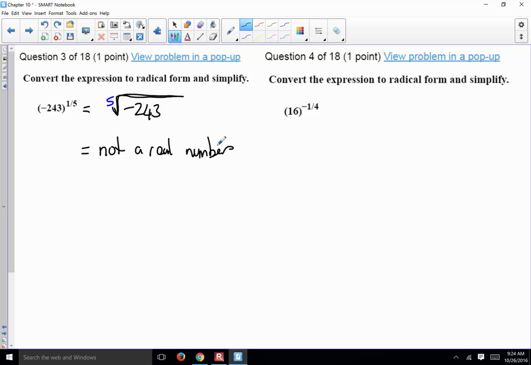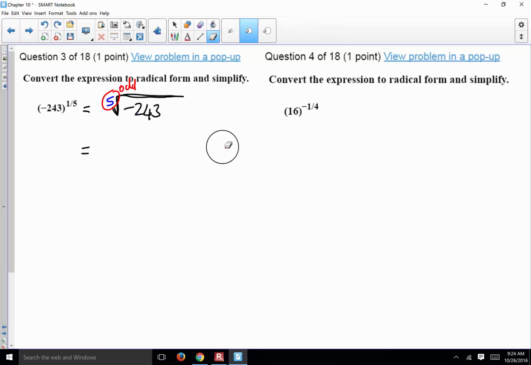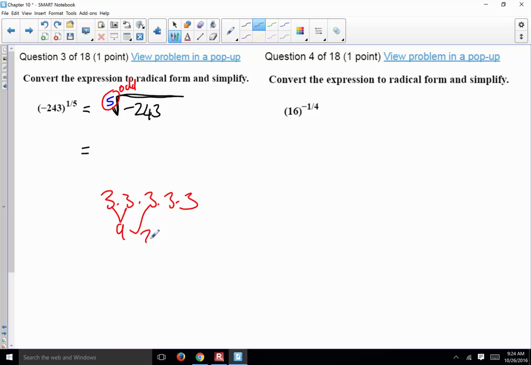No, because this is an odd number. Odd guards can treat negatives and get them out as a number. But what is that number? What number multiplies itself 5 times to 243? 3? Let's check. 3 times 3 is 9. 9 times 3 is 27. 27 times 3 is 81. 81 times 3 is 243. Yep, you're right.